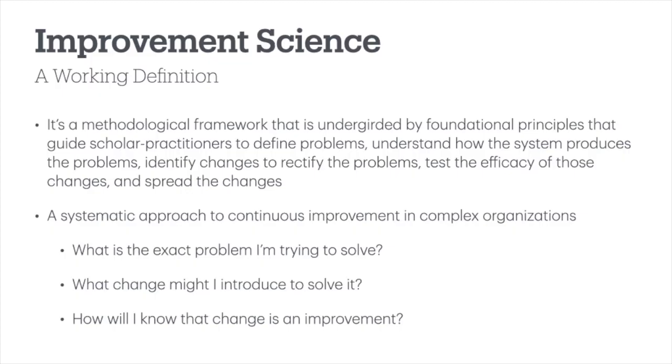Again, improvement science is a systematic approach to continuous improvement in complex organizations that's guided by 3 questions. 1, what is the exact problem that we're trying to solve? 2, what change might we introduce to solve it? And 3, how will we know that the change, in fact, represents an improvement?